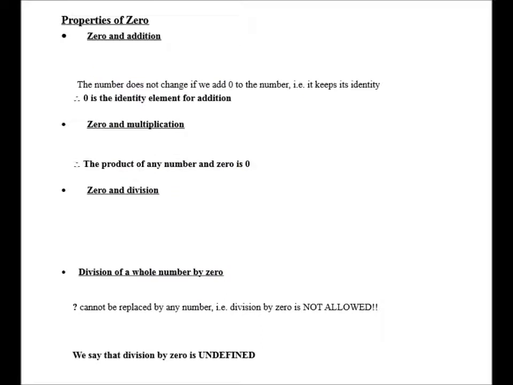Let's look at the properties of 0. First of all, 0 and addition. 0 plus 5 equals 5. 391 plus 0 equals 391. Whether you add a number to 0 or 0 to a number, the number keeps its identity. Therefore, 0 is the identity element for addition.